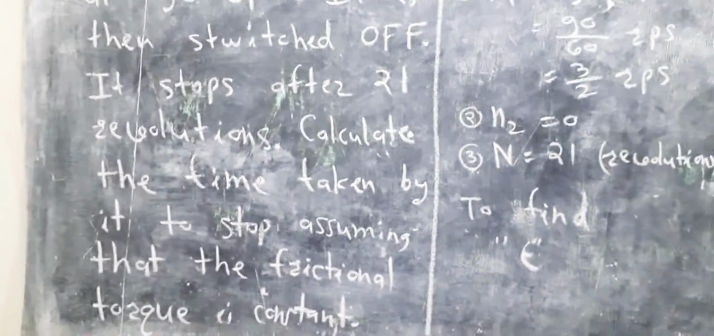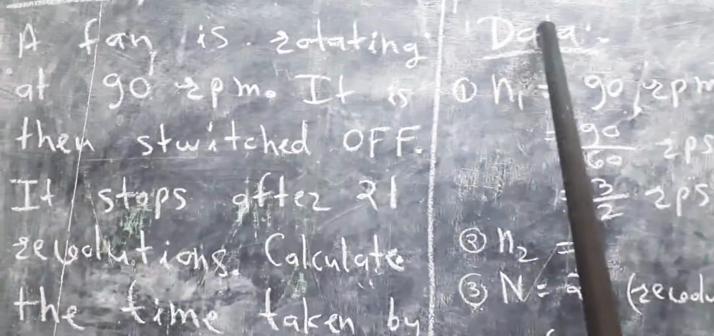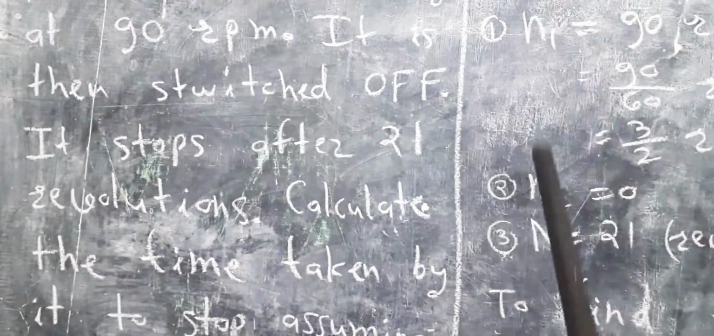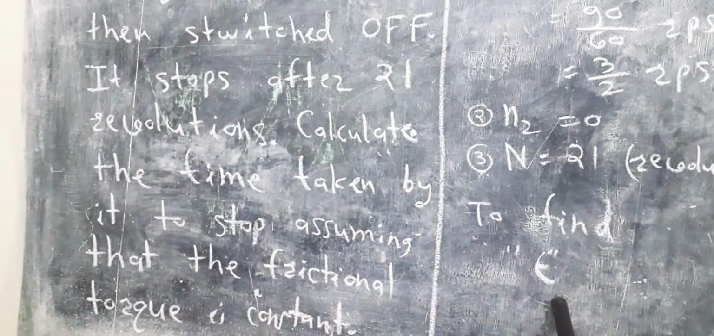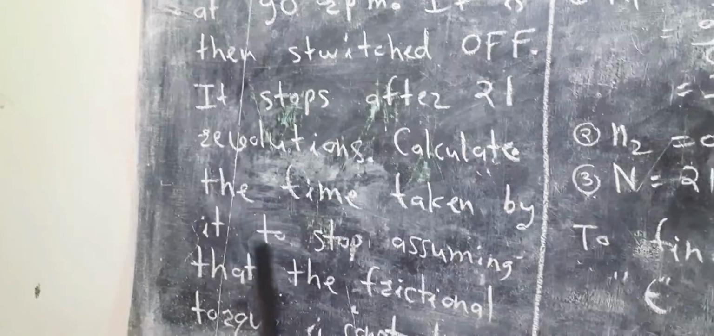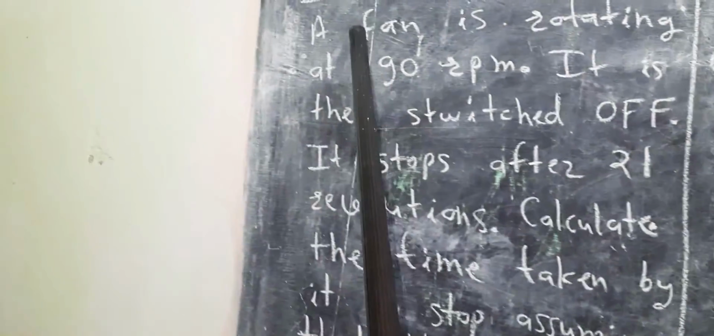While solving the examples, the first important thing is to convert the example into two parts. First, the data, that means the given things in terms of symbols. And second, what to find out in terms of symbols. So convert the total example in terms of symbols. Let us see the example again.